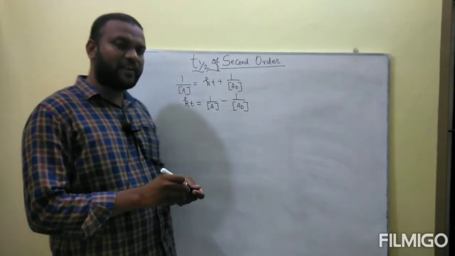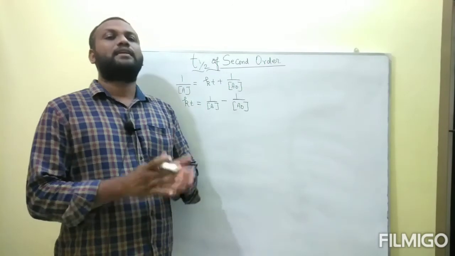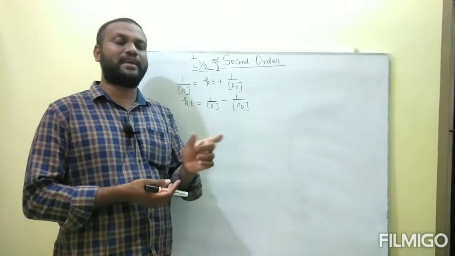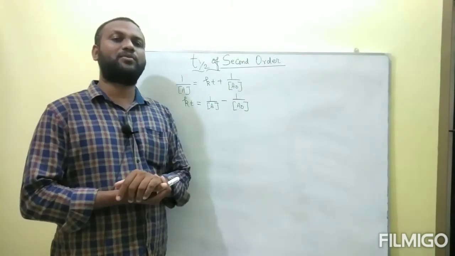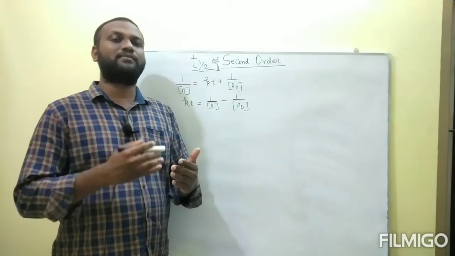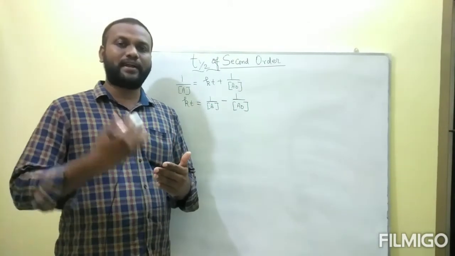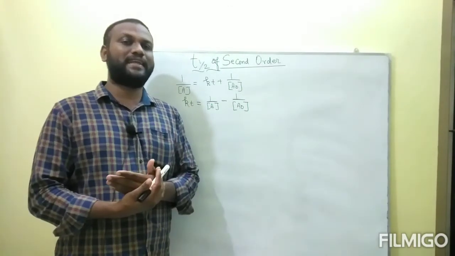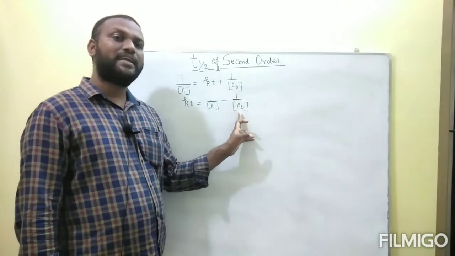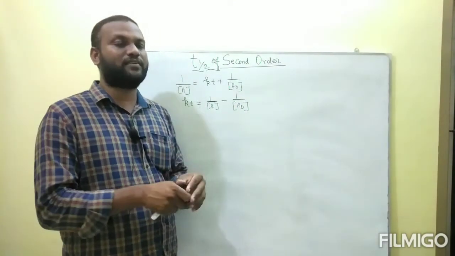We know half-life period. Half-life period is nothing but the time taken to convert the initial concentration into 1/2 of its initial amount. Suppose you take 100 gram. The time taken to convert 100 gram into 50 gram is known as T half of the reaction. Here we have the initial concentration A0. If it becomes A0 divided by 2, then it is known as T half of the reaction.